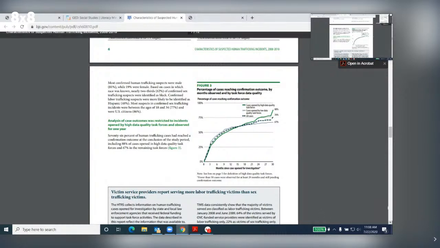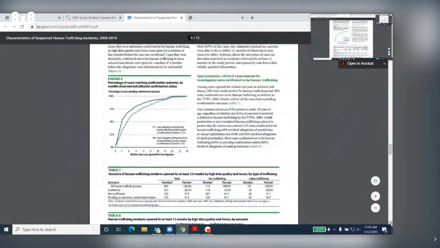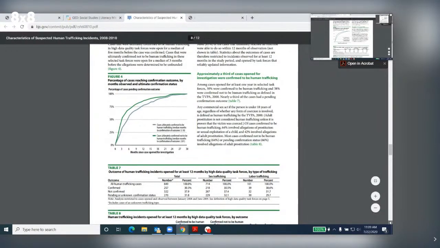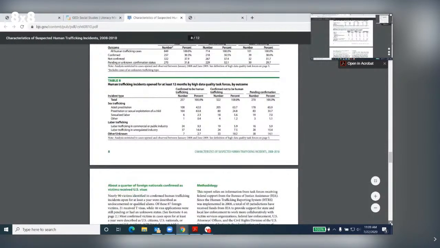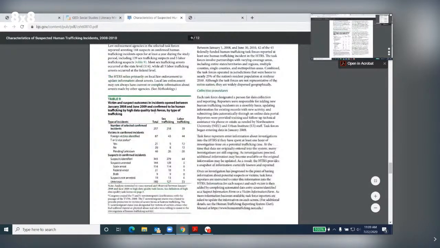And this one article talks about victims, survivors reporting serving more labor trafficking victims and sex trafficking victims. Here's another chart about outcomes, and you can see obviously the longer they're investigated, the higher the outcomes are. And here is another chart about outcomes, and that just means at the end of the investigation. So here's another chart too, and this talks down here about the methodology, how they conducted these surveys. This is basically another chart.